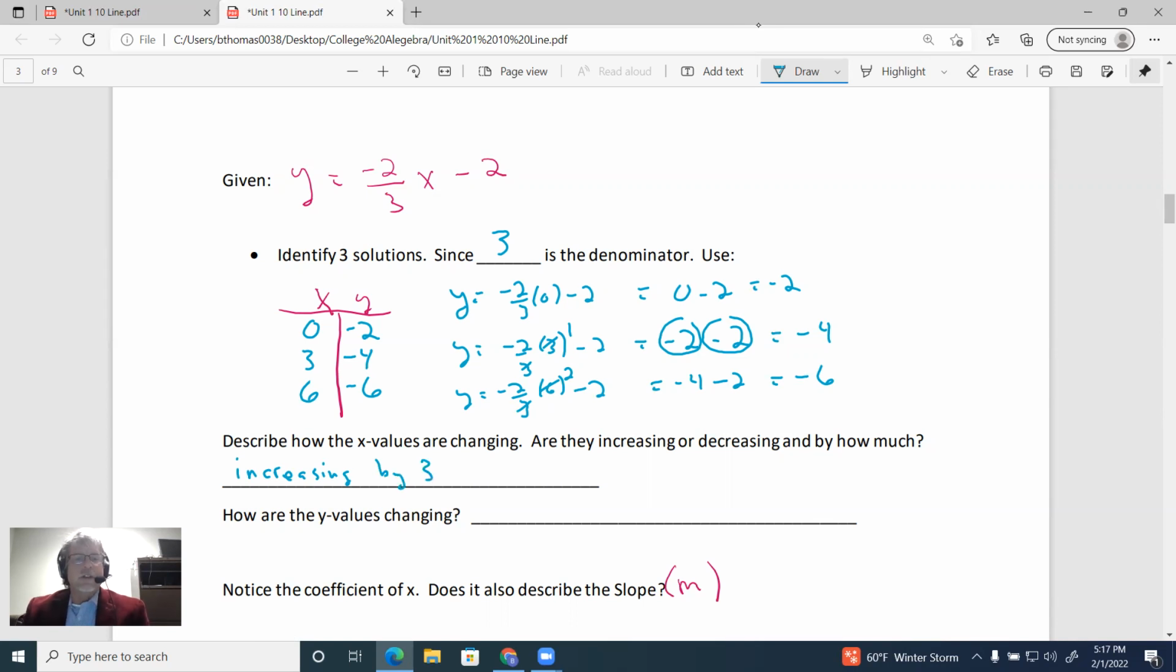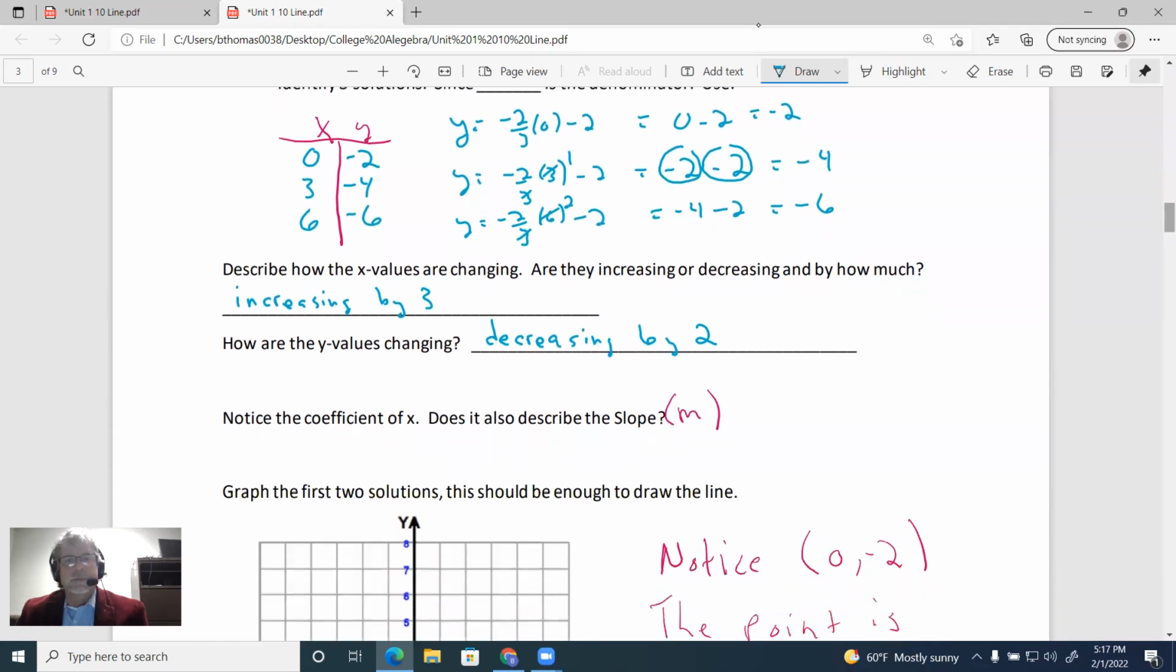Now, if we look at the y values, are they changing? I have a -2, a -4, a -6. Is that increasing or decreasing? Notice that they're decreasing. They're going down. They're decreasing by how much? We went from a -2 to a -4 to a -6. Notice that they're decreasing by a 2.